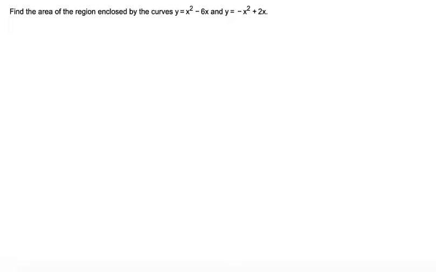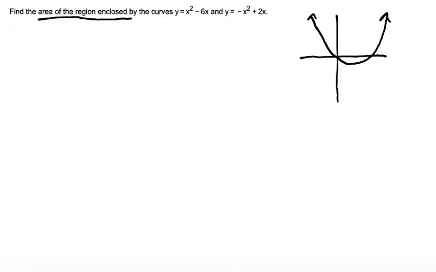Okay, so for this problem, for finding an area of a region enclosed by two curves, I'll start by graphing the two functions. I'm using a graphing calculator that shows me that y is equal to x squared minus 6x looks something like this. And then the negative x squared plus 2x looks something like this. And they cross here at x is equal to 0 and here at x is equal to 4.